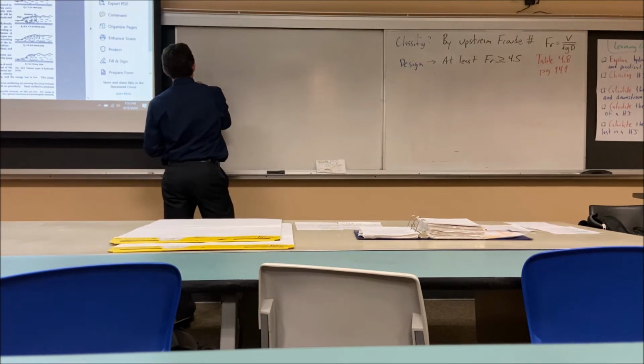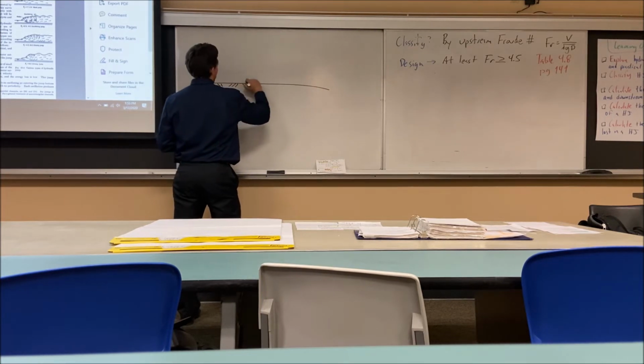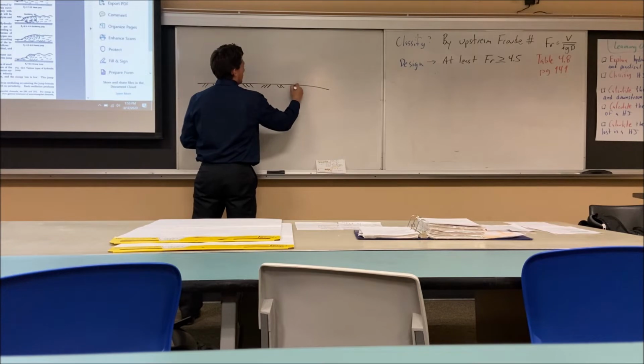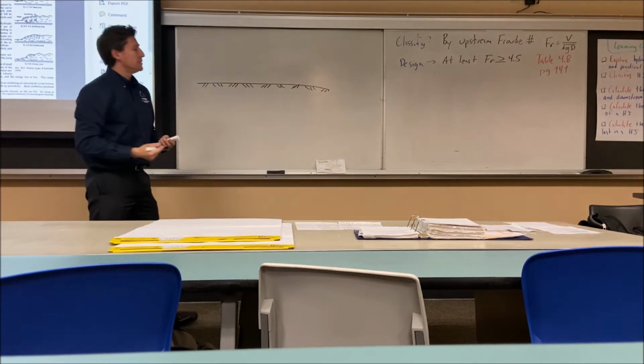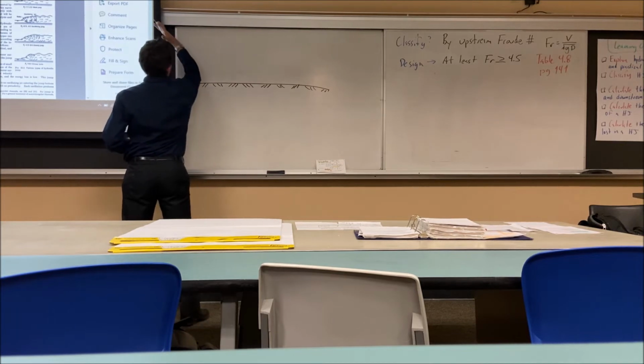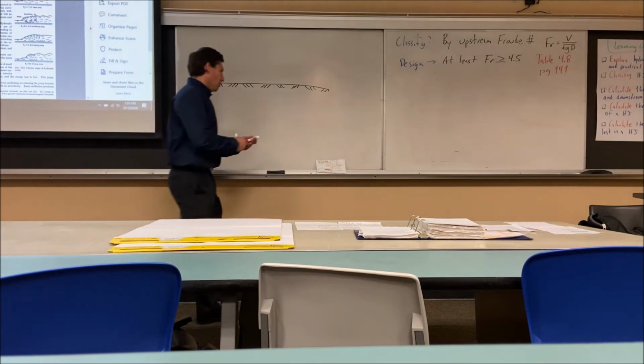So let's have a channel. And hydraulic jumps are generally in flat channels. Usually you don't want them occurring on a steep apron. So for analysis purposes, you could have a really steep part of a channel coming down here, but then you want your hydraulic jump on the flat portion of the channel.